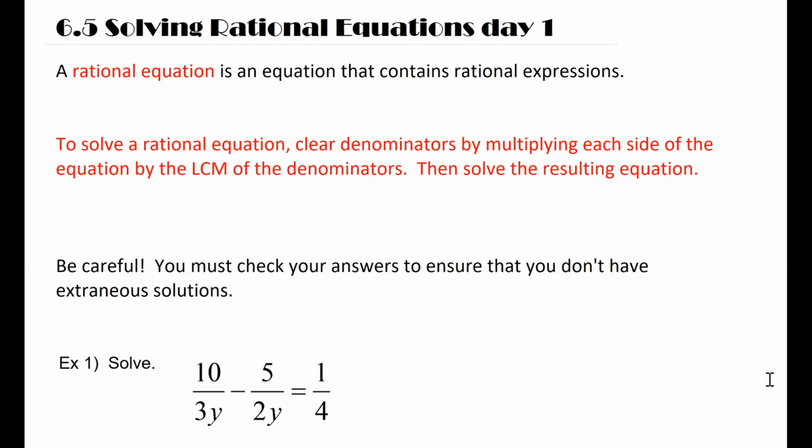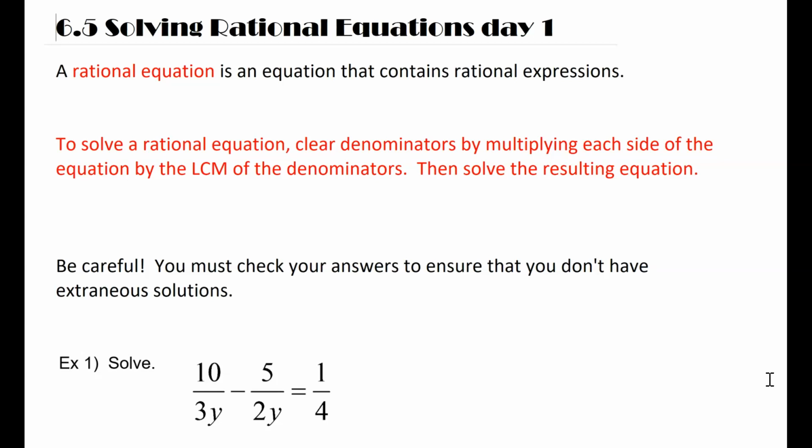Okay, so what we were doing before is we just had rational expressions and we were simplifying. Now it's almost the same thing, except now it's equal to some other value and we have to figure out what the unknown variable represents. So again, the only thing that's different is we now have an equation.